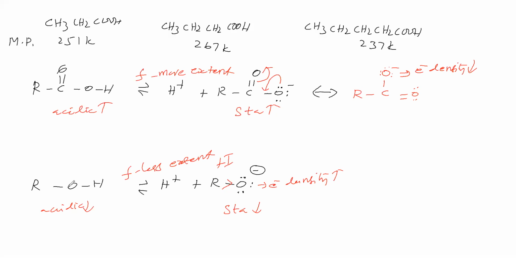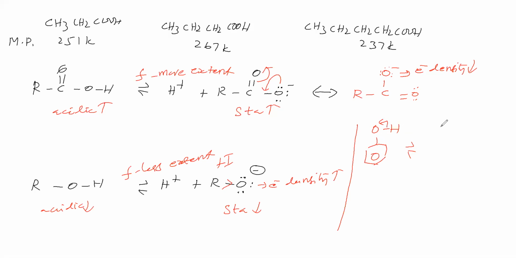So carboxylic acid is having higher acidic strength, higher acidic nature than alcohol. Sir, carboxylic acid and phenol, that we will see. Now we will take phenol. Carboxylic acid and phenol, which is having higher acidic nature, we will see.